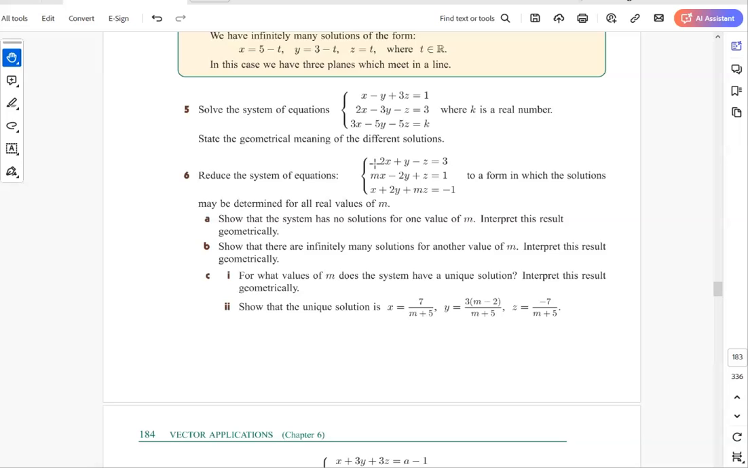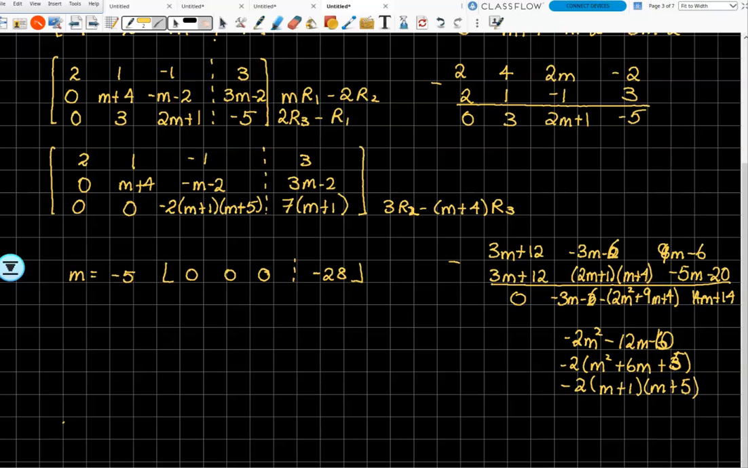For what values of M does the system have a unique solution? Interpret this result. So that would be, if we just look at this, looks a bit ugly. -2. I don't know where my -2 has come from. They didn't have the -2, is what you said.